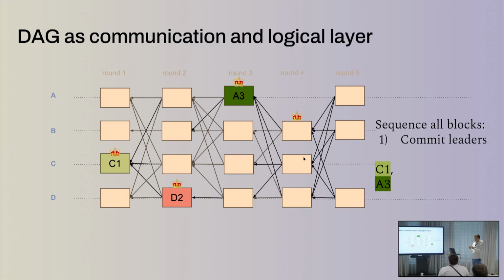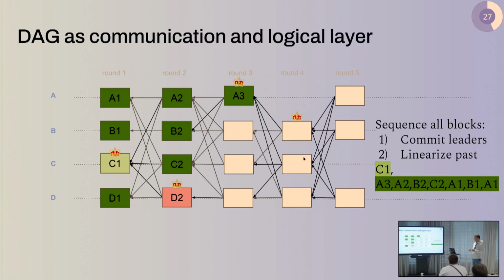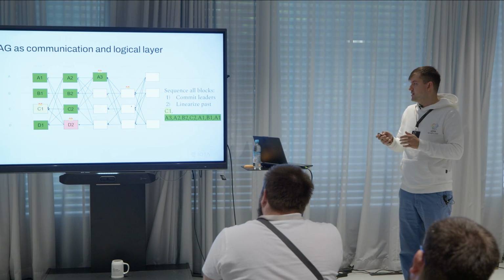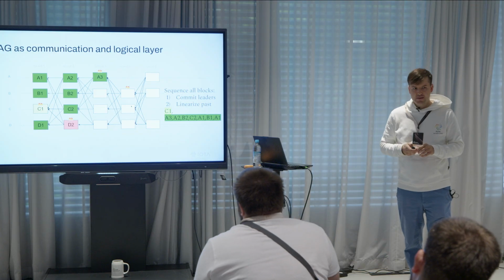We commit leaders. If the leader can be committed, so D2 is not committed, then we don't use it for traversing. And that way, first everybody learns which leader blocks can be committed, and then we can linearize the past. And basically, all DAG-based protocols are doing the same thing here.